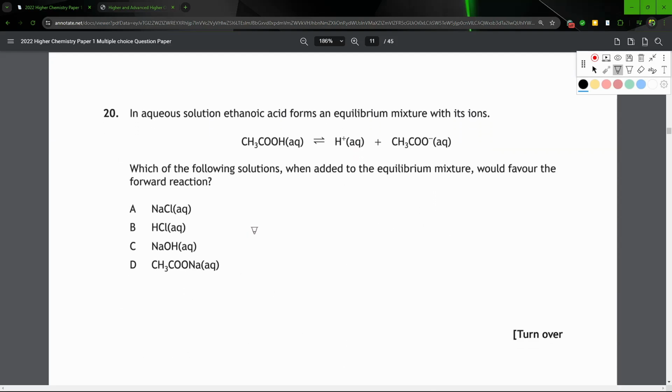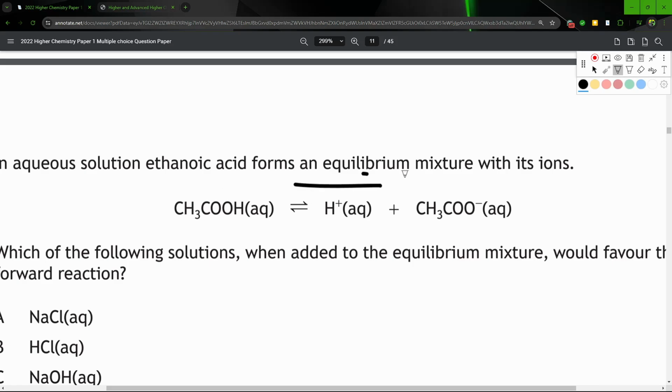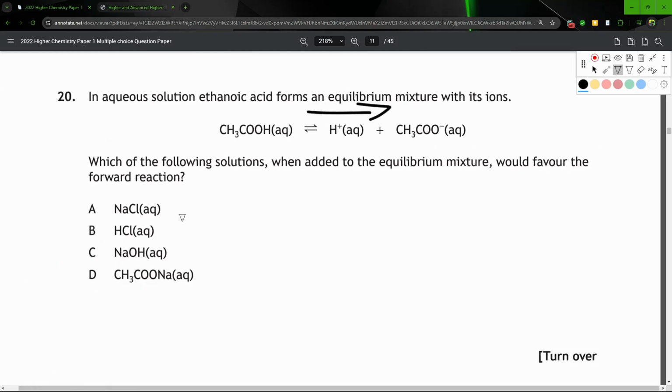20. An aqueous solution of ethanoic acid forms an equilibrium mixture with its ions. Which of the following solutions, when added to the equilibrium mixture, would favour the forward reaction? I thought that was flavour. Jeez, food on my mind. So what I want is this first reaction to go this way. So how are we going to do that?